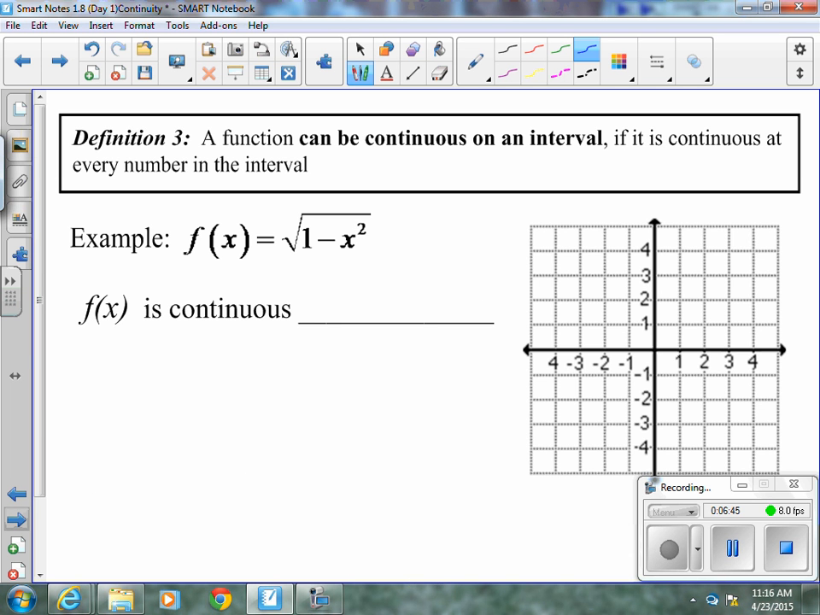Definition 3, a function can be continuous on an interval if it is continuous at every number in the interval. So, let's look at this. The square root of 1 minus x squared is the top half of a circle. And circle equations are something you should familiarize yourself with. So, what interval is this function continuous on? It is continuous from negative 1 to 1. Now, at negative 1, it's only from the right because that's the endpoint, but that's okay. And at 1, it's only from the left because that's an endpoint, and that's okay also, but it would be continuous from negative 1 to 1.